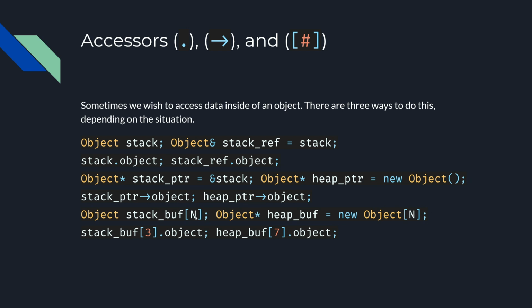And now finally the brackets, which seem a little unrelated. Let's say we have a buffer of n objects on the stack, or we do the same thing on the heap. To access things, we use the brackets, and then we would use a dot if the objects stored inside are objects. Now, in this case, it says Object*, but the star is referring to the fact that this is a pointer to a collection of contiguous objects. Therefore, the objects within are actual objects, so it's dot. Okay.